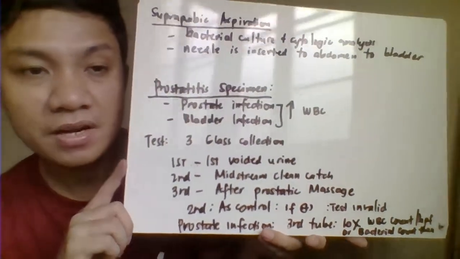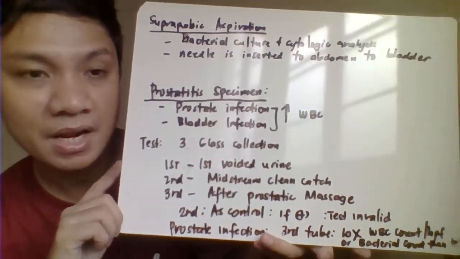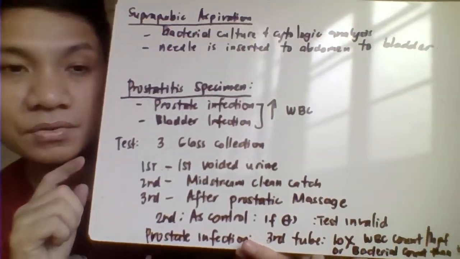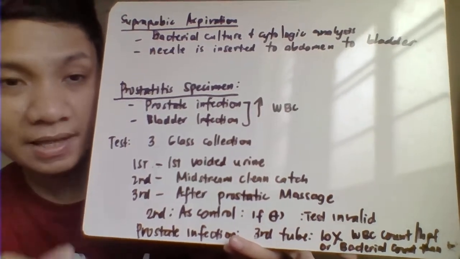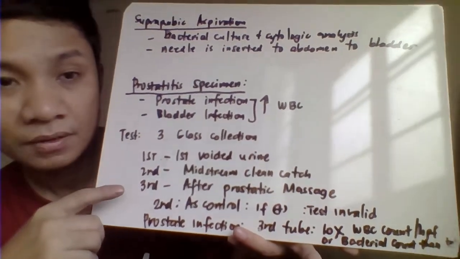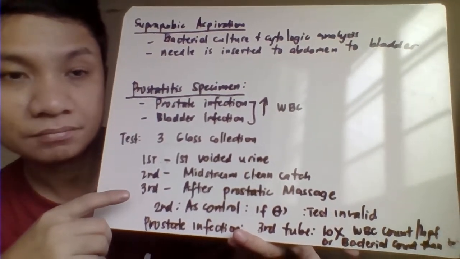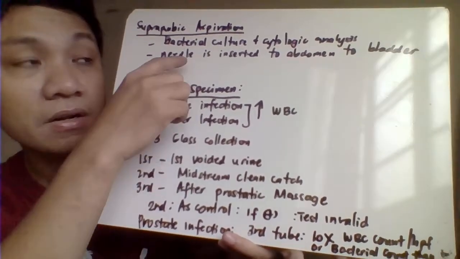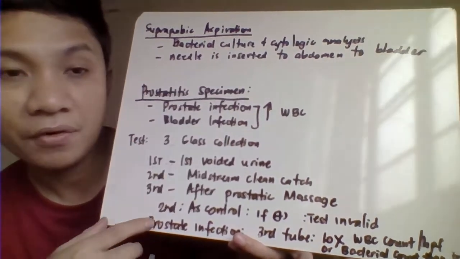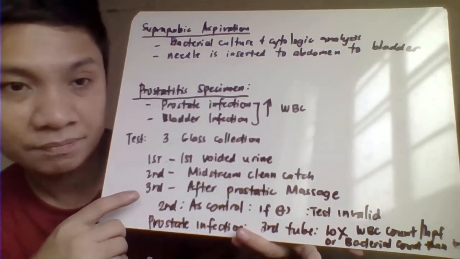Another one we have here is your suprapubic aspiration. This one is done by inserting a needle through the abdomen of the patient up to the bladder. So medyo traumatic din ito. This would also allow for testing the urine for bacterial culture and also for cytologic examination.